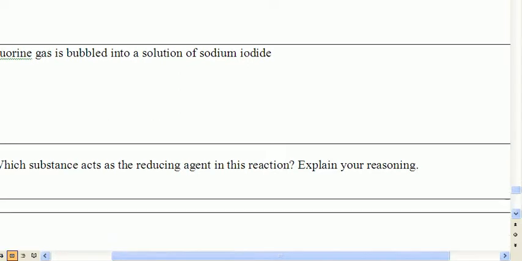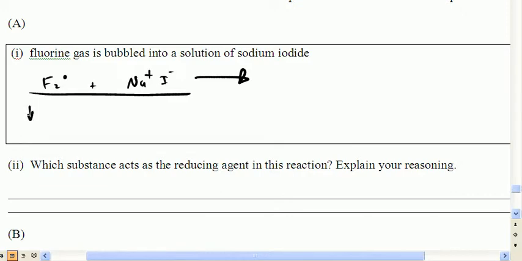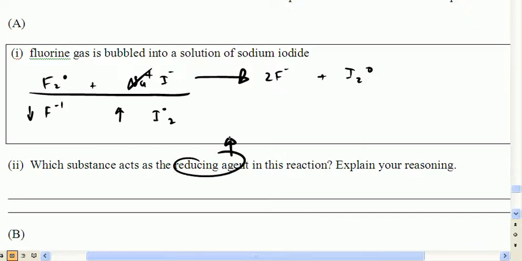Okay, let's finish this guy off. Fluorine gas, F2, is bubbled into a solution of Na plus, I minus. So F is going to go down to -1, I is going to go up to 0, Na is going to cancel. You're going to end up with 2F minus plus I2. This substance is the reducing agent. That's the one that's oxidized. So the one that went up was I minus because it went from I minus to I2, 0.